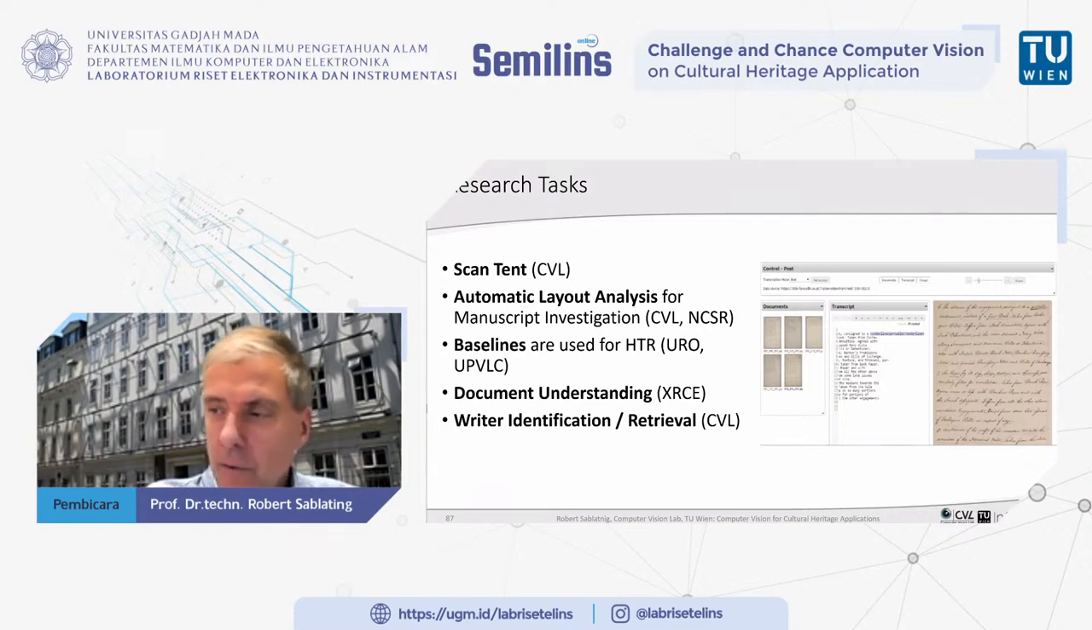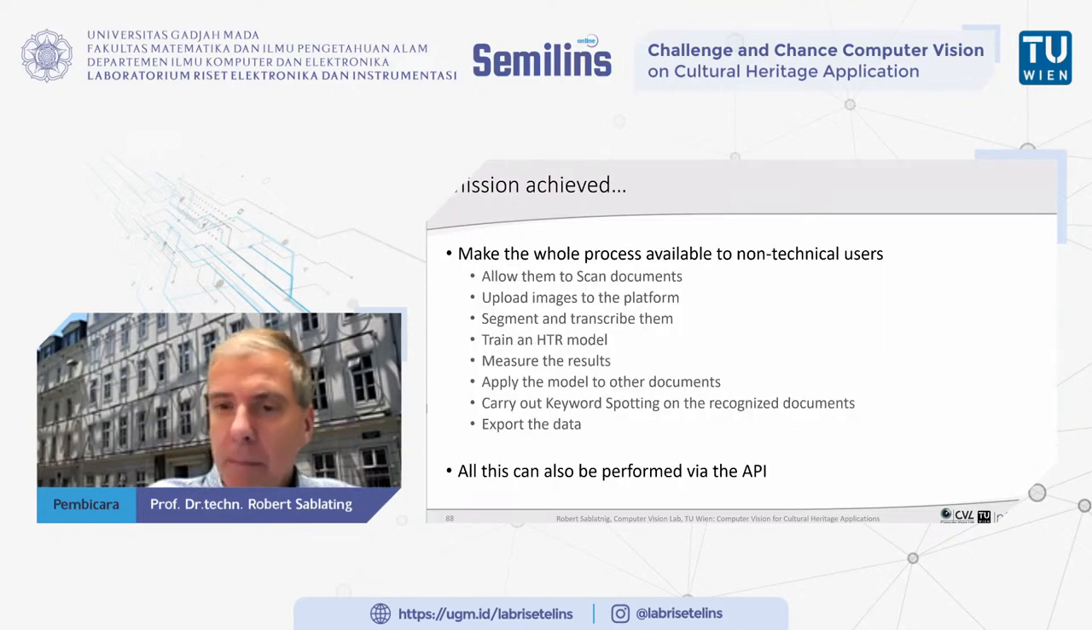Which is kind of complicated because the writings there are handwritten, and of course everything that is handwritten is complicated to read. Here, 10 or 15 partners were working together to get these things done. We as CDL have made a scan tent. We will see shortly what it is. Then we have automatic layout analysis, and other partners were doing the baselines and document understanding, and writer identification was also our part. The goal was to have technology prepared for non-technical users to get the information from the images.